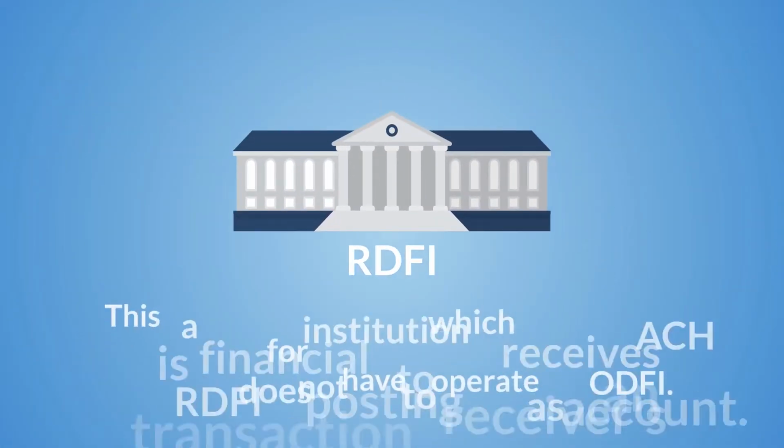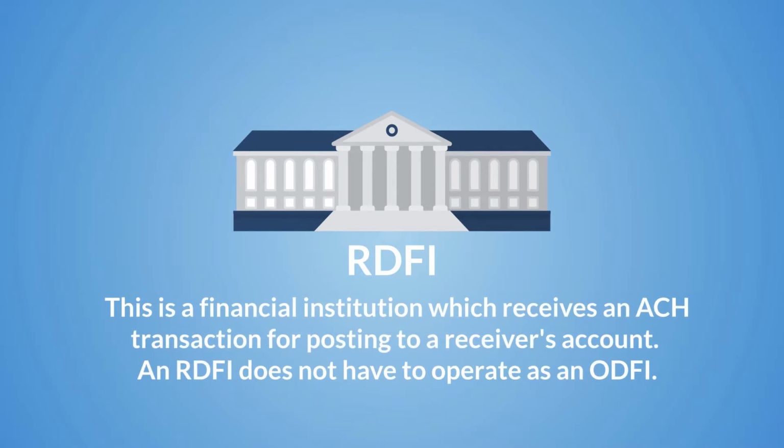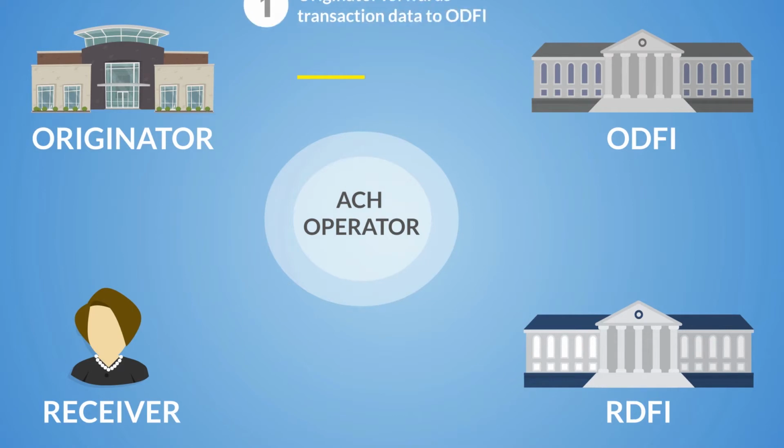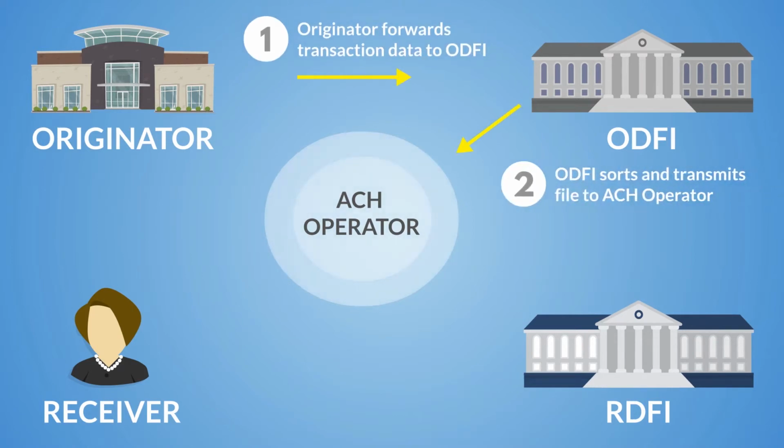The next ACH participant is the RDFI. This is a financial institution which receives an ACH transaction for posting to a receiver's account. An RDFI does not have to operate as an ODFI. The receiver is a party which receives the ACH transaction and has authorized the originator to initiate the entry into the network. Again, it may be a company, a government agency, or an individual. This screen denotes the flow of an ACH transaction, understanding that it starts with the originator and ends with the receiver.